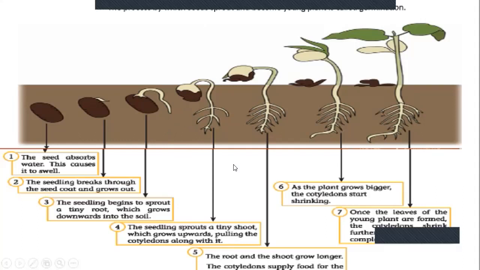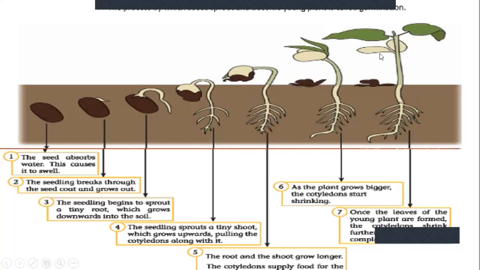The root and shoot grow longer. The cotyledon supplies food further. This is the cotyledon. So this cotyledon will supply the food for the young growing plant. As the plant grows bigger, the cotyledon starts shrinking. So now the cotyledon has started shrinking.